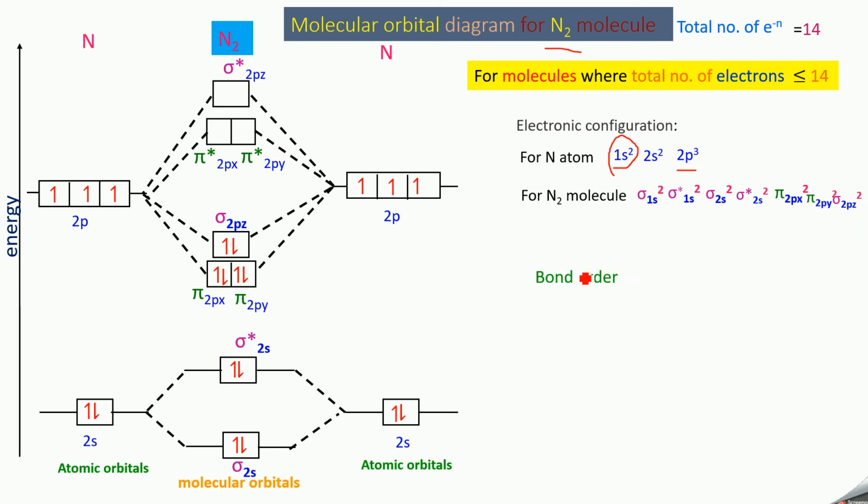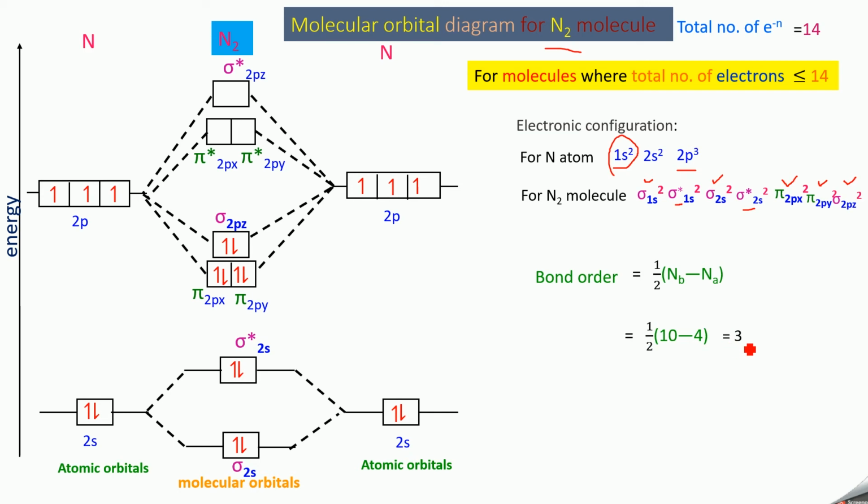Now you have to calculate the bond order. Bond order is equal to half into Nb minus Na, where Nb is the number of electrons in bonding molecular orbitals and Na is the number of electrons in anti-bonding. So for bonding molecular orbitals, we have this one, this one, and this one and this one, totally 10 electrons. Anti-bonding, here 2 and here 2, only 4 electrons. So you can write half into 10 minus 4, which is equal to 3.